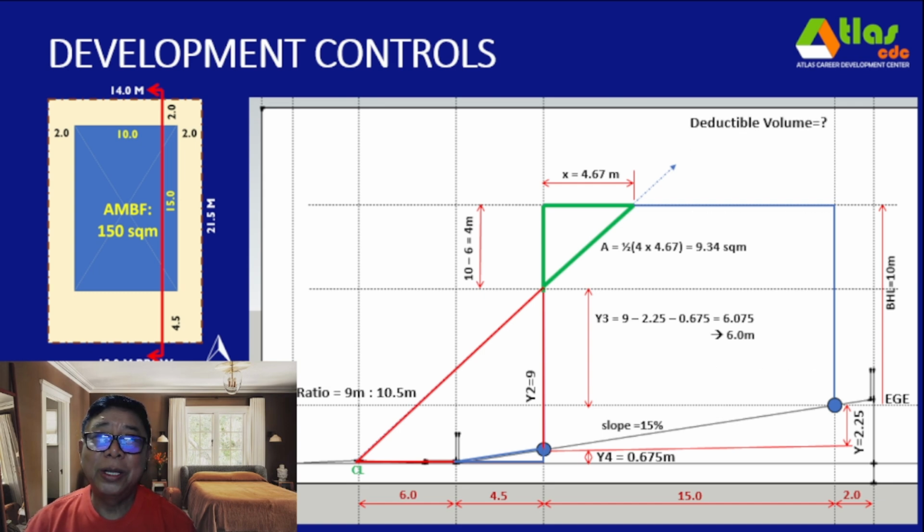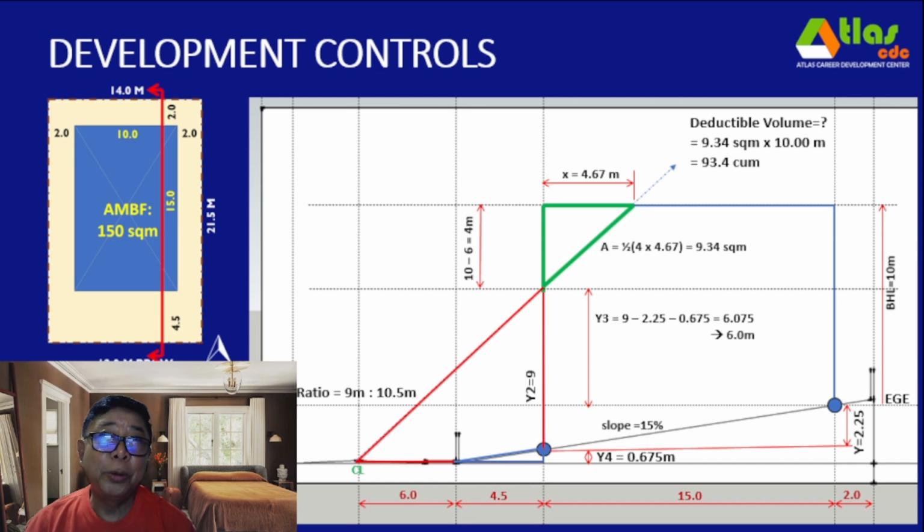So with this information, we can now compute for the deductible volume of building by just multiplying this area with the width of this building, which is 10 meters. So which means now that our deductible volume will be 9.34 times 10 meters will give you 93.4 cubic meters. But where are we going to deduct this volume? We are going to deduct this from our original volume.